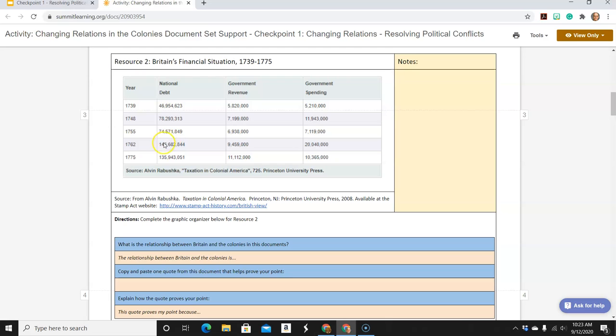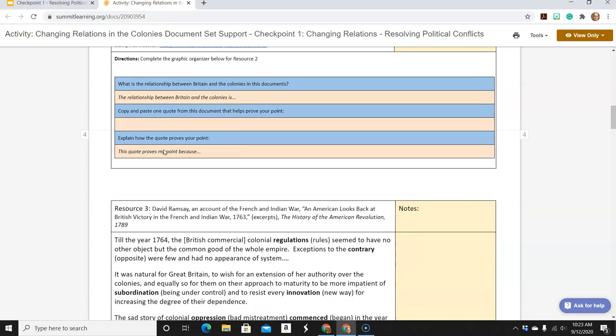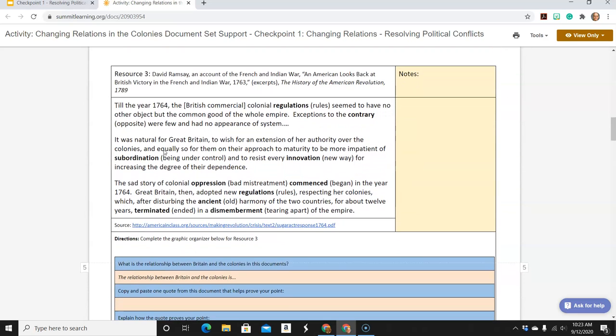So because of this debt, the king and parliament are going to put taxes on the colonists to help repay the war debt. This is great evidence to use to support your argument of claim that the result of the French and Indian War was increased debt for the British. Source 3 is an author's account of the French and Indian War, by David Ramsay.